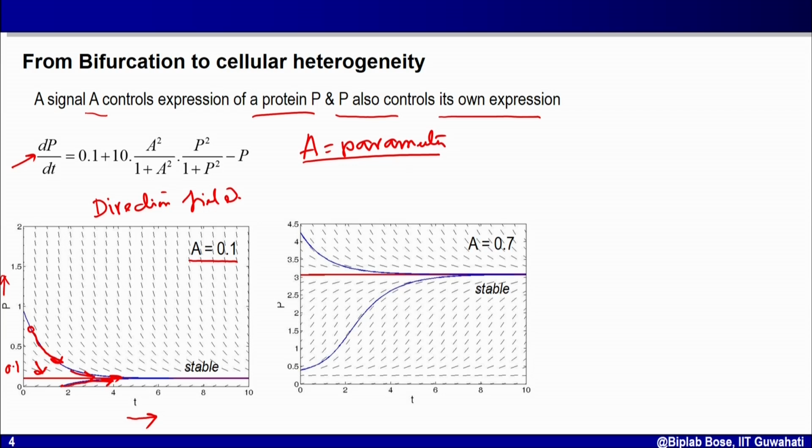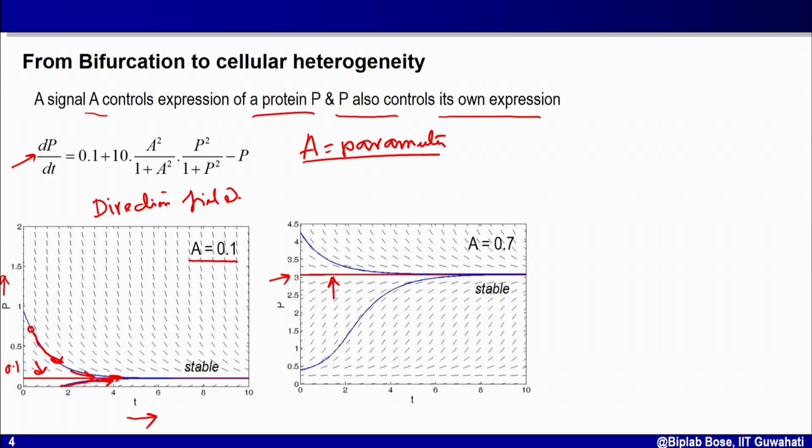Now what I will do, I will change the value of A to a higher value. So let us take A equal to 0.7. And again I have drawn the direction field with T on the horizontal axis and P on the vertical axis. You can see here again I have only one steady state, shown by this red horizontal line, and the value is near 3. So now the steady state has increased its value, it is at a higher value of P.